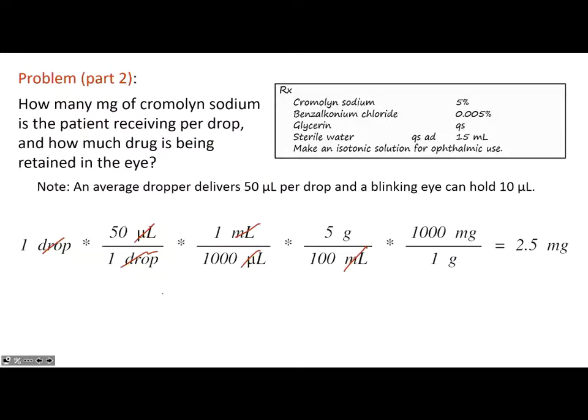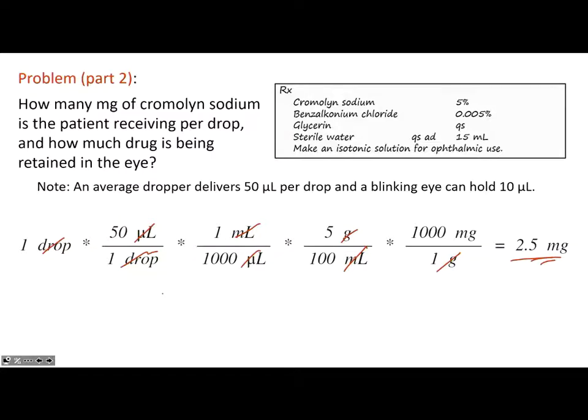But the question wanted to know milligrams. So all I've got to do to convert grams to milligrams is multiply it by 1,000. That way grams cancel. Do the math all the way across. And would you agree a 50 microliter drop that has 5% concentration has 2.5 milligrams? That's your final answer. But we said not all of that drop is going to stay in the eye.